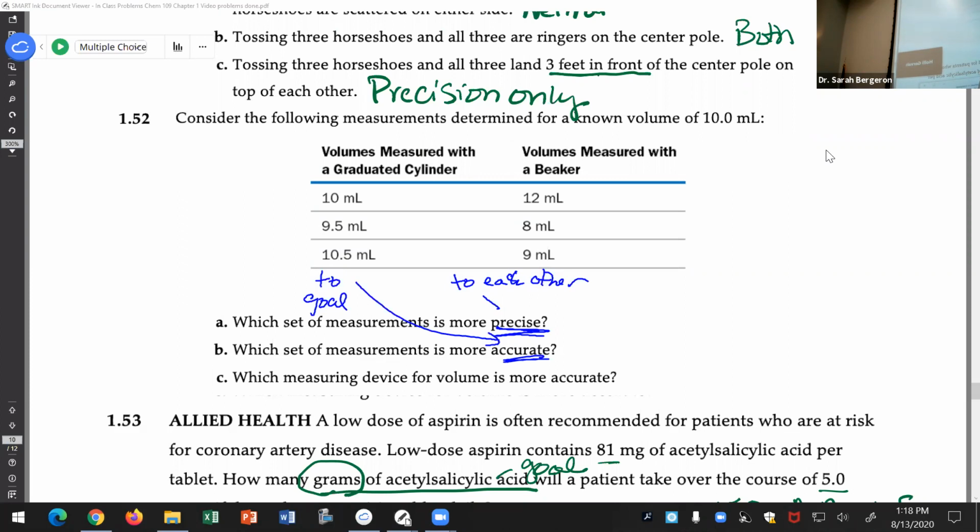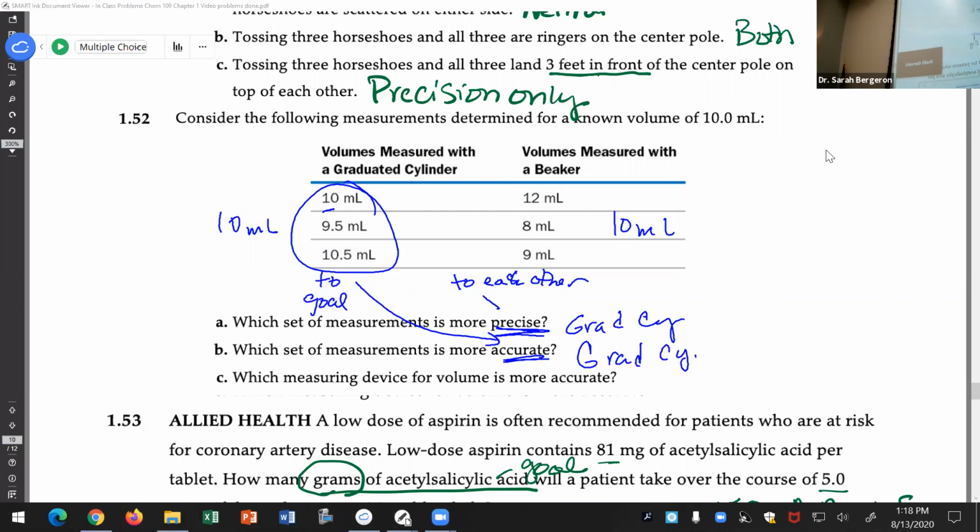So which set of measurements are more precise? Which ones are closer to each other? The graduated cylinder measurements are much closer to one another. They only deviate by about 1 milliliter, whereas over here, we're deviating by 4, right? So it's the graduated cylinder. What's more accurate? If you did the math, you would end up getting the same answer of 10 milliliters either way, but you have a smaller range. So I would even say the graduated cylinder again, right?